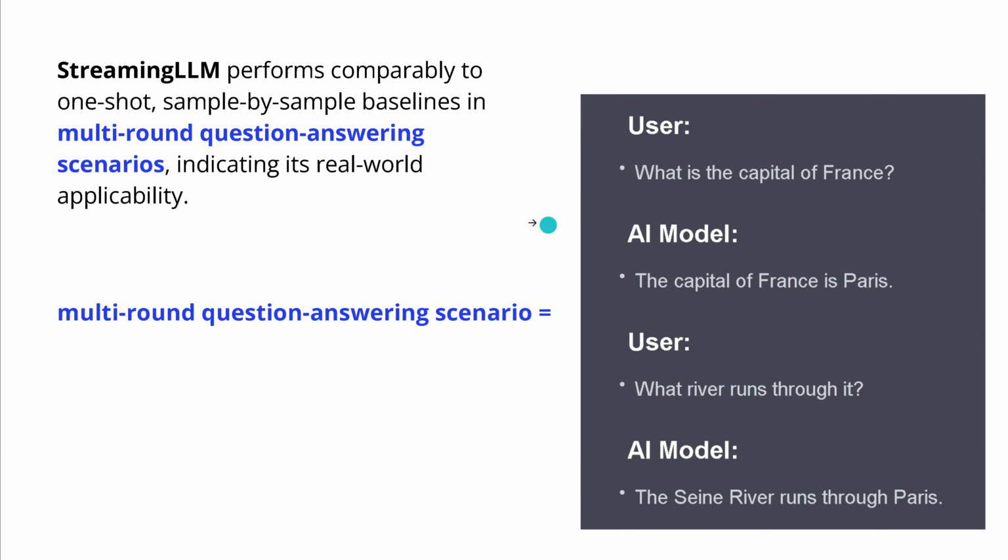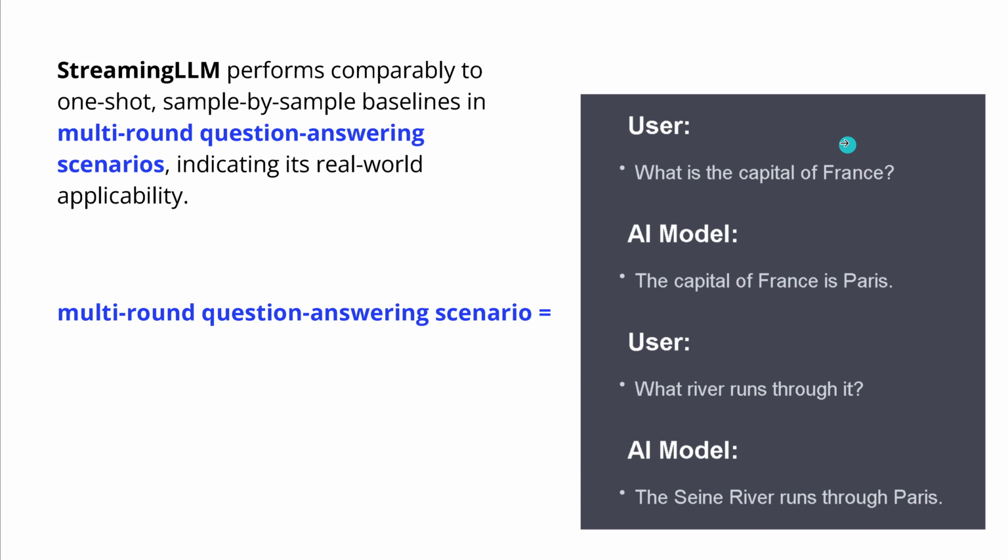Again, this multi-round question answering scenario. The authors of the study from MIT and Meta AI for StreamingLLM focus absolutely on the multi-round question answering scenario. And they say, here and only here, our StreamingLLM performs comparably to one-shot sample-by-sample baselines in a multi-round question answering scenario. Great. So for this scenario, and this scenario only, the authors say, this is it.